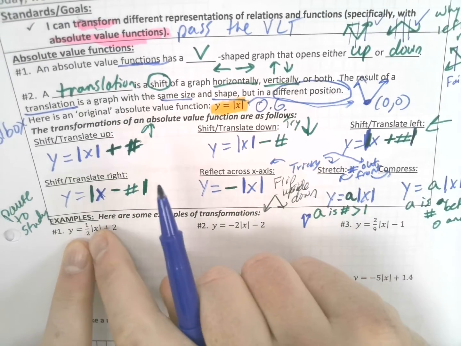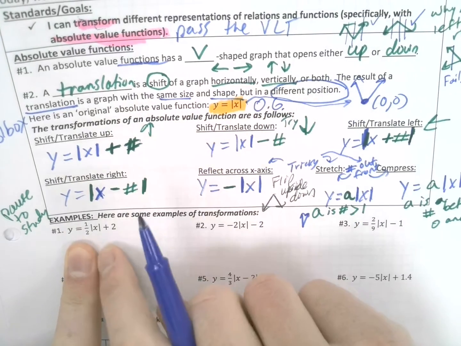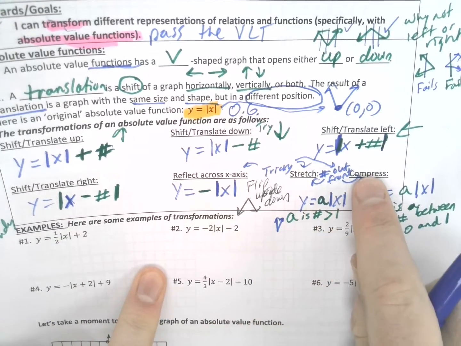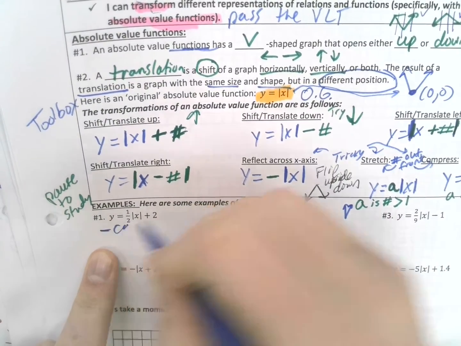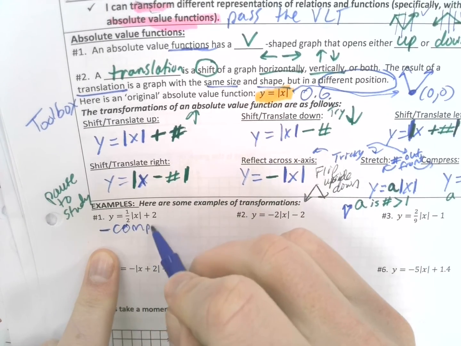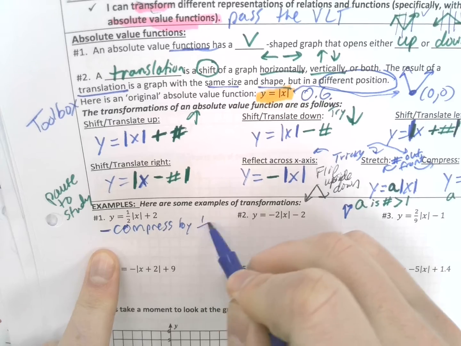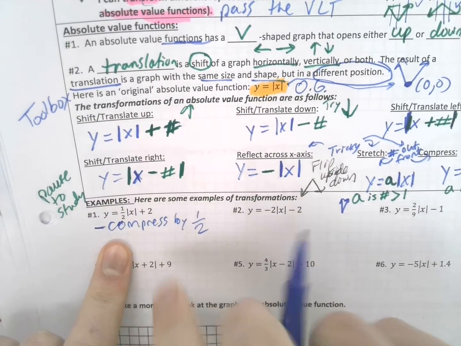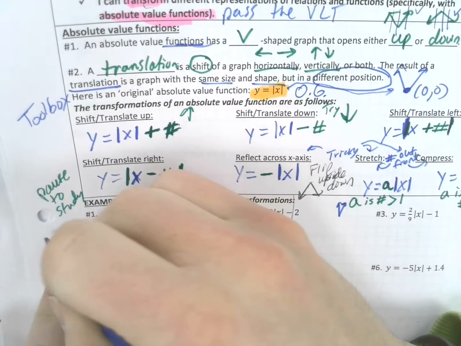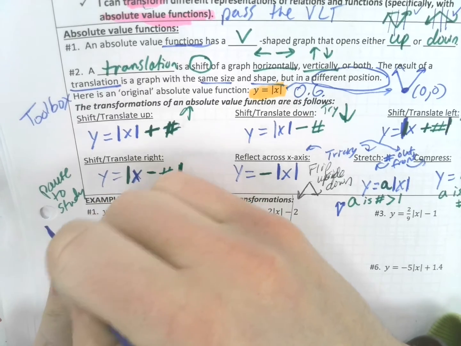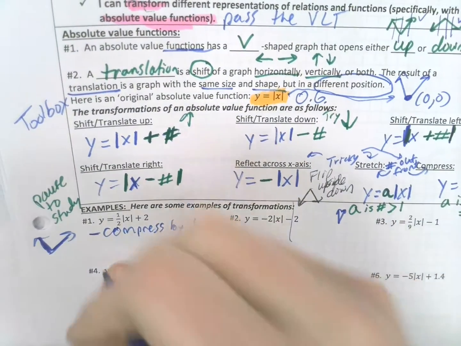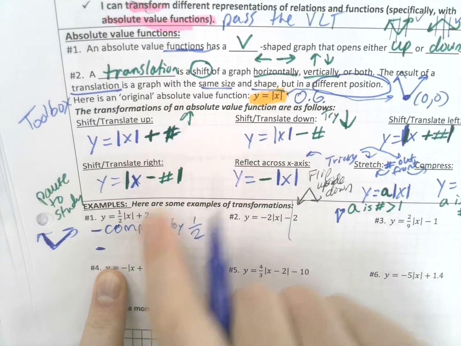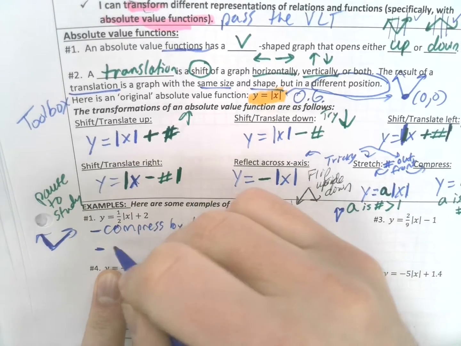So we know the OG looks like this. Let's see what's happened. We have 1/2 out front. Ooh, if you have a number out front that's between 0 and 1, we're going to compress by 1/2. So when you compress, you have your graph and you kind of smash down on it, so it actually gets wider. It would look maybe something like that. It kind of widens when you compress on it. We also are moving it plus 2 at the end. That would be up 2.